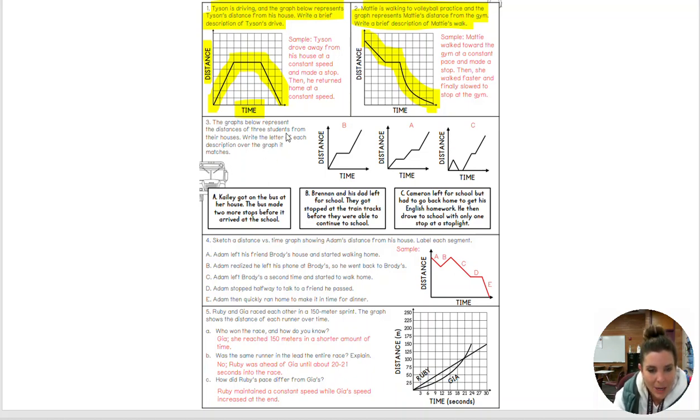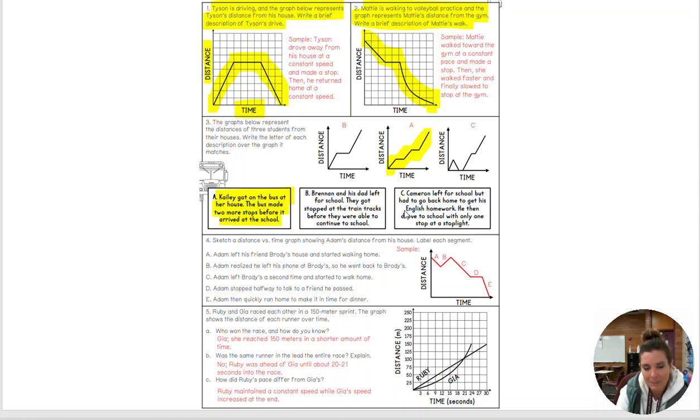Number 3, the graph below represents the distances of 3 students from their houses. Write the letter of each description over the graph it matches. So Kaylee got on the bus at her house. The bus made 2 more stops before it arrived at the school. So that one matches with A. She got on the bus, it is going at a constant speed, but then it stops. And then it's going at constant speed, and then it makes its second stop, and then it goes at a constant speed again.